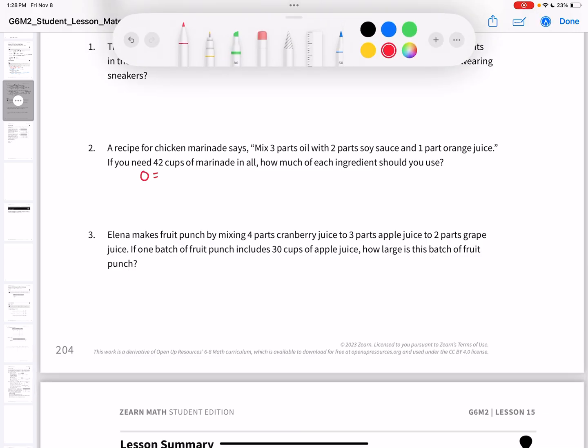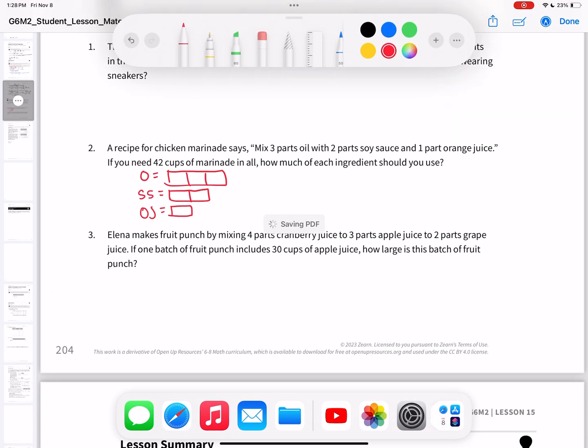Oil is 3. Soy sauce is 2. And orange juice is 1. Okay. If you need 42 cups of marinade in all, how much of each ingredient should you use?